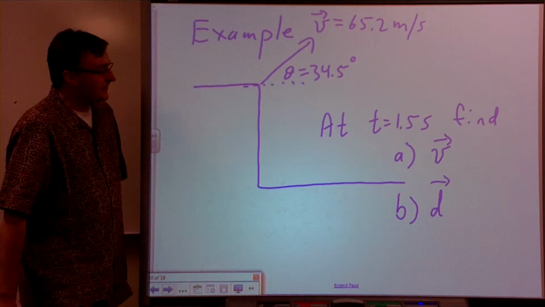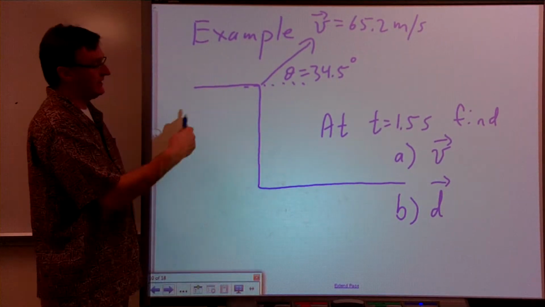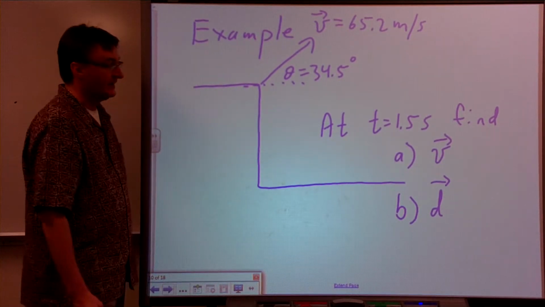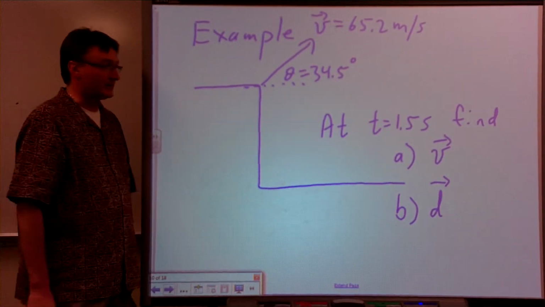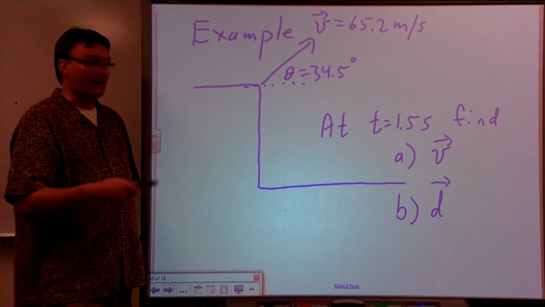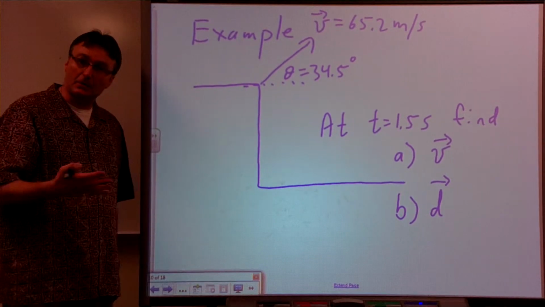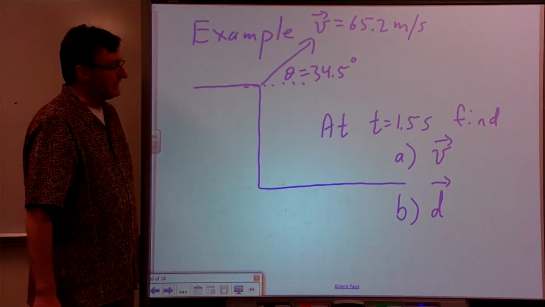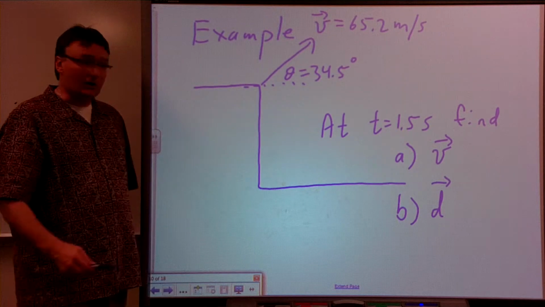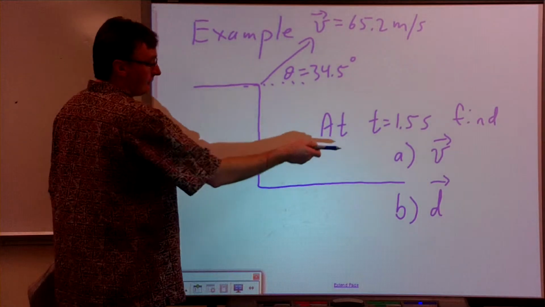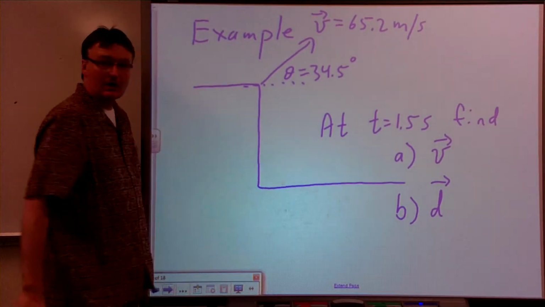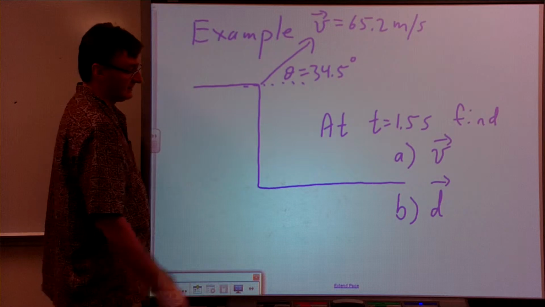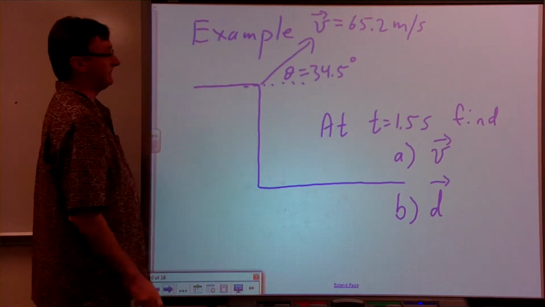So a problem like this, what's being asked of us is to find the velocity and the displacement vectors at 1.5 seconds. This is one of these typical kinds of problems that you will see. So we need to determine, after 1.5 seconds post-launch, what will the velocity vector be, and what will the displacement vector be at that time?